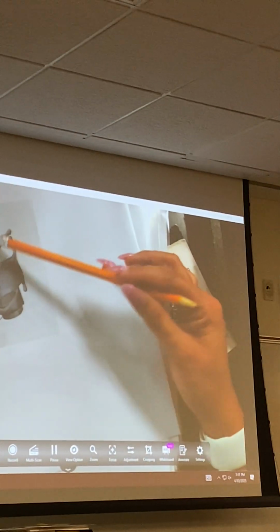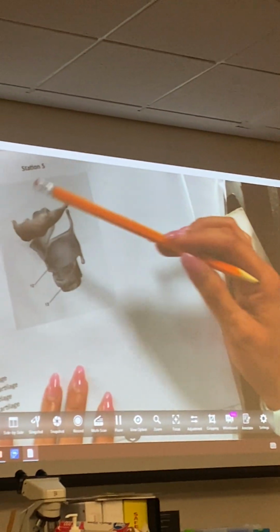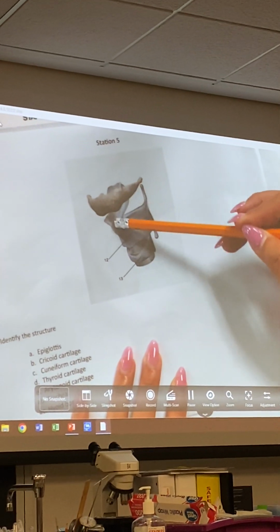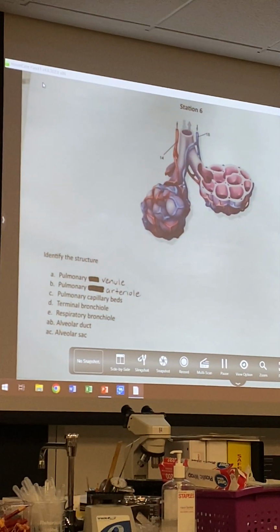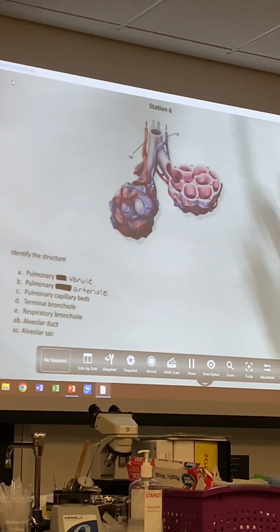Okay. What bone is that? Hyoid. What is the little flap on the back? The epiglottis. Yeah. All right. If you remember cardiovascular, this should have been easy.